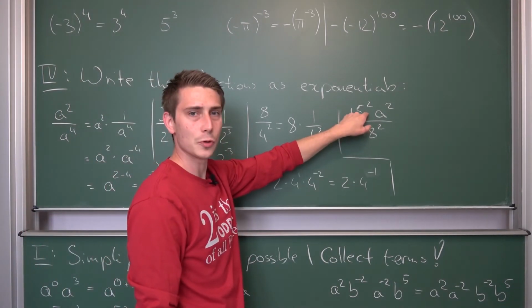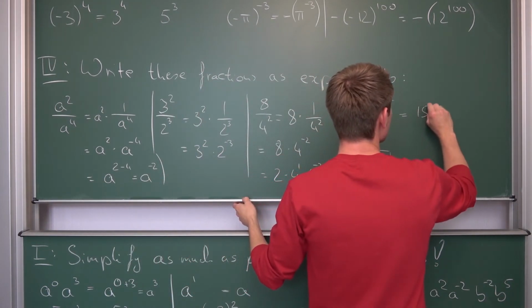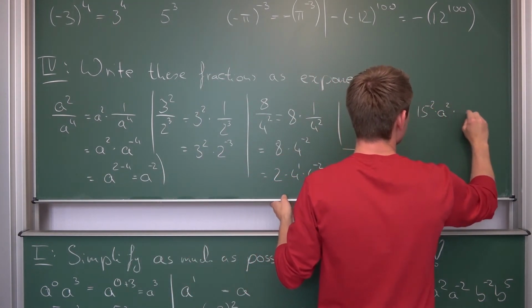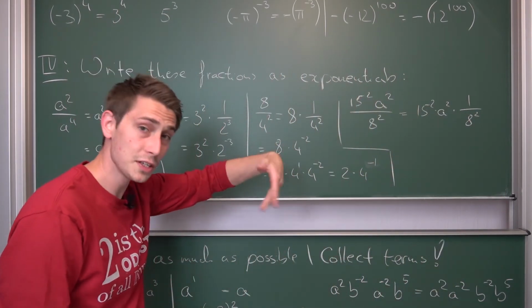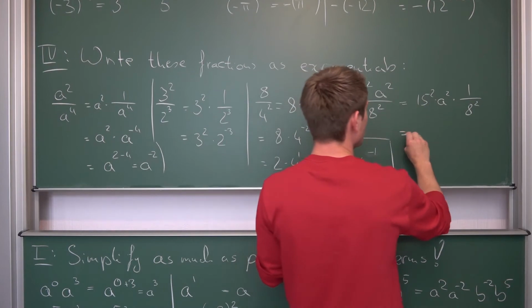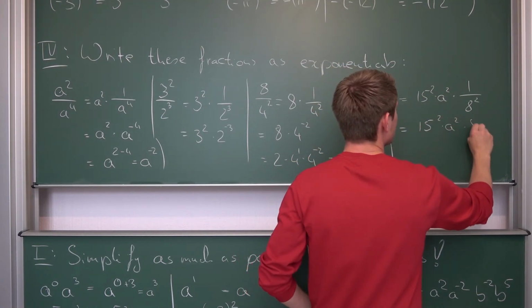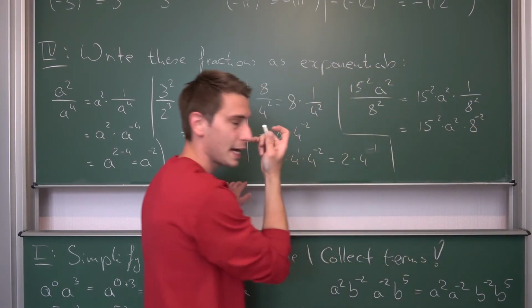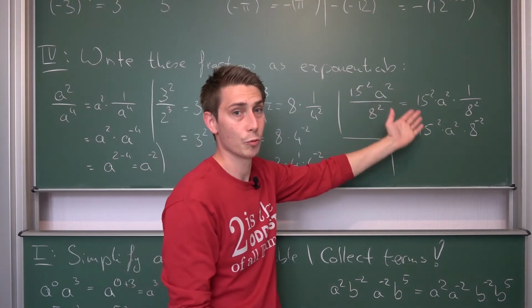Now what is our numerator here? Well, everything we have up here. So let's rewrite this into 15 squared times a squared times 1 over 8 to the 2nd power. Turn the vinculum into our negative exponent, leaving us with 15 squared times a squared times 8 to the negative 2. And then we are basically done. The exercise really doesn't demand any more from you.